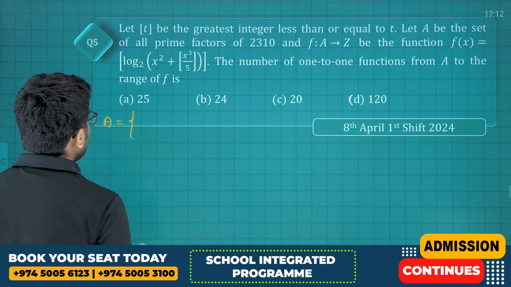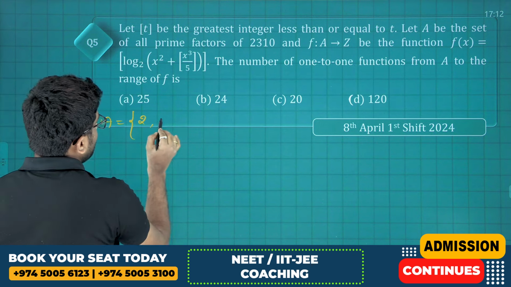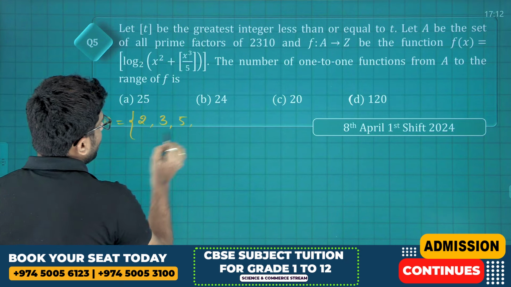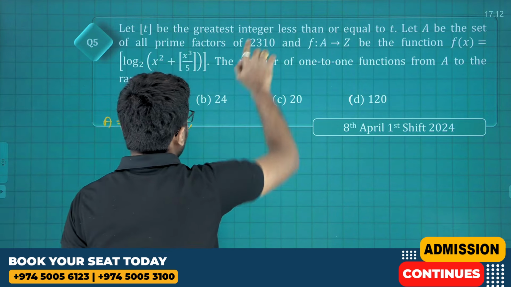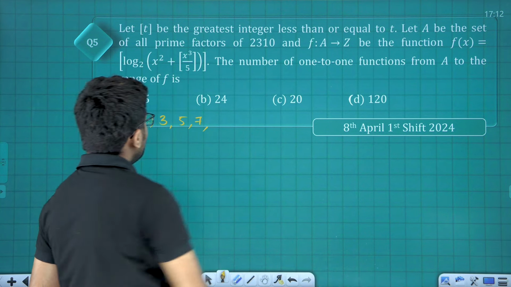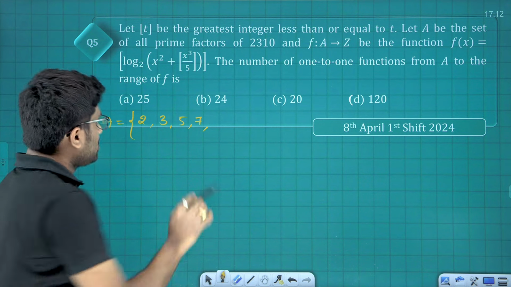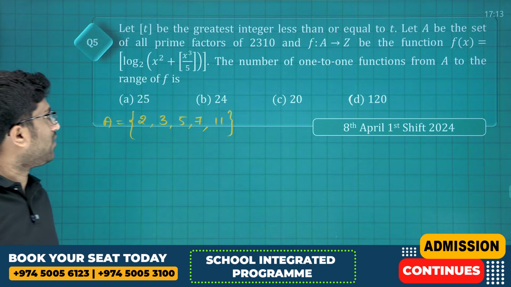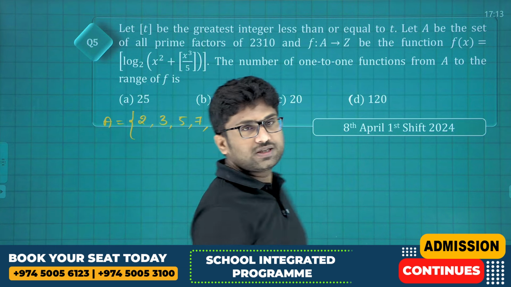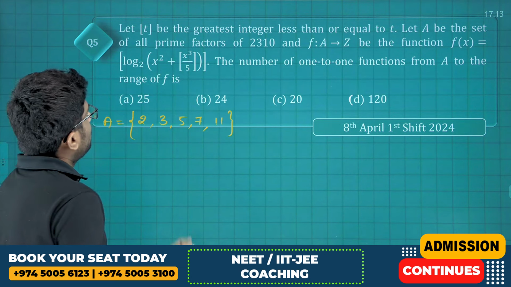Prime factors of 2310: for sure 2, 3, 5. Do we have 7? 7 threes are 21, 21, so 7 is also there. Next, 11 is also there. That's it. So the set of all prime factors of 2310 is {2, 3, 5, 7, 11}. Now this is our domain.